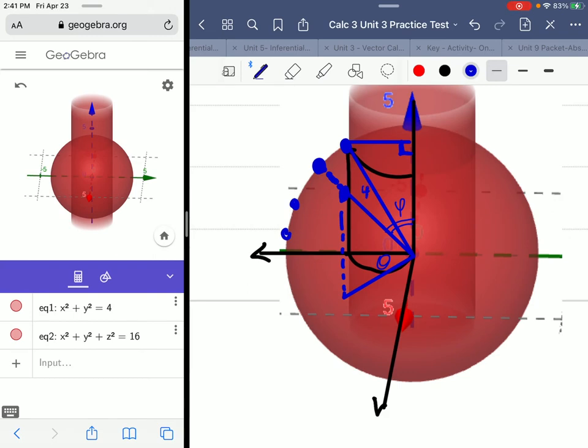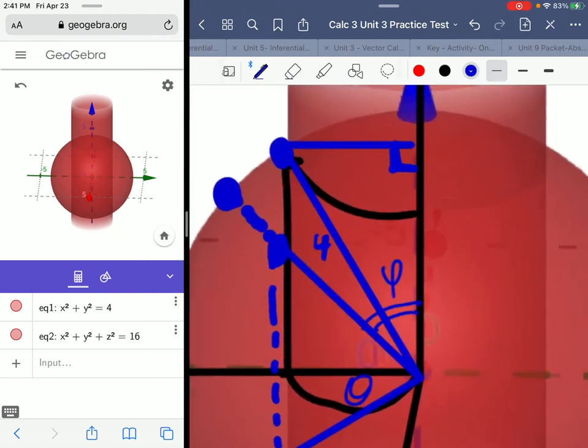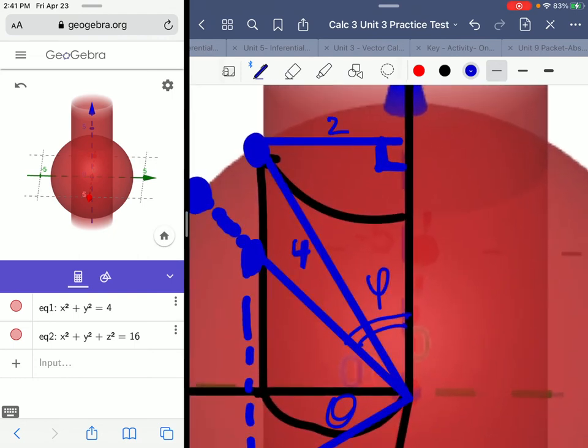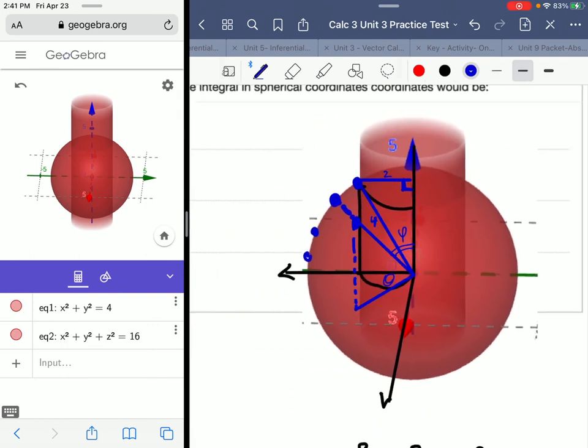Now, the cylinder is defined as x squared plus y squared equals 4, which means that it has a radius of 2. All right, so just using ordinary SOHCAHTOA, we have opposite over hypotenuse. The sine of phi is equal to 2 over 4. Sine of phi is equal to a half. In the first quadrant, that occurs when the angle is equal to pi over 6 or 30 degrees.